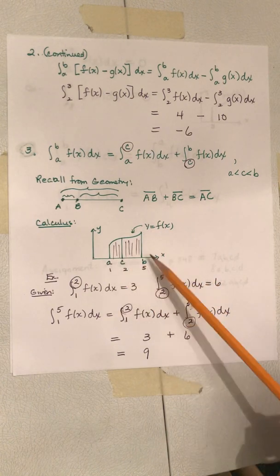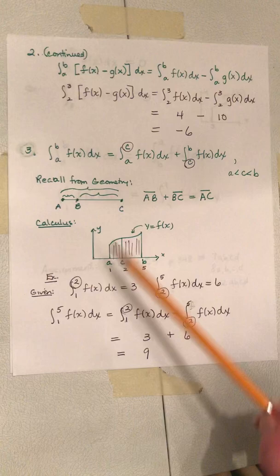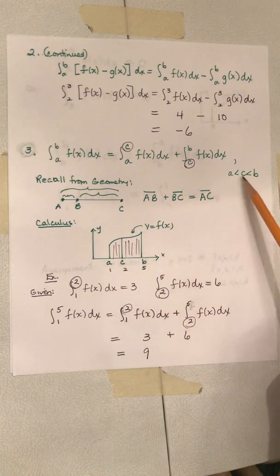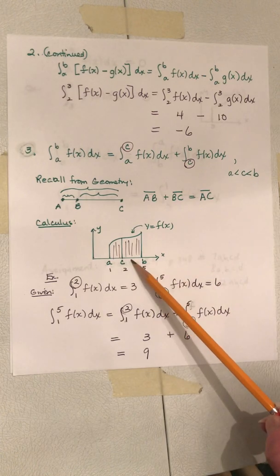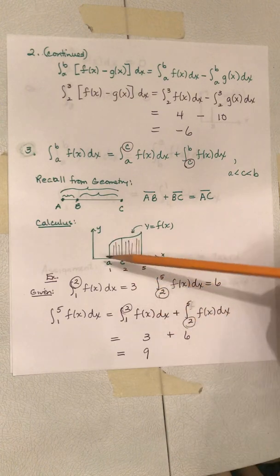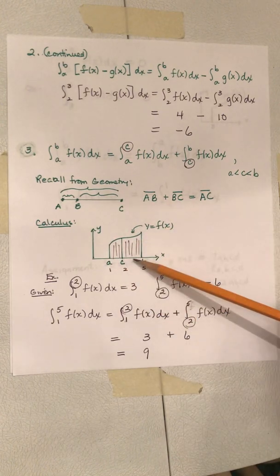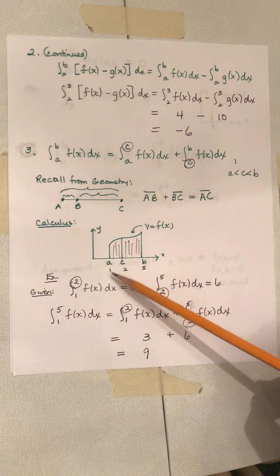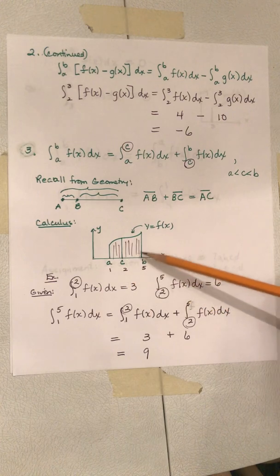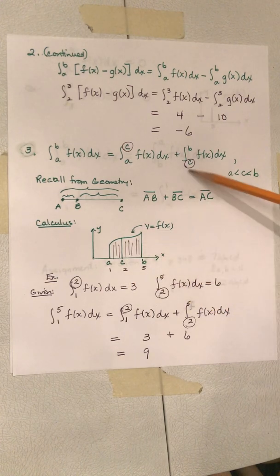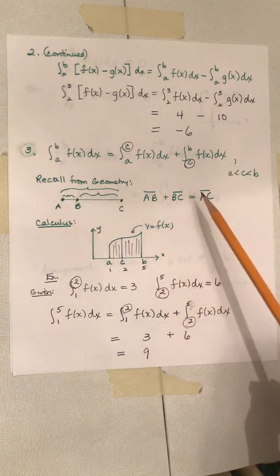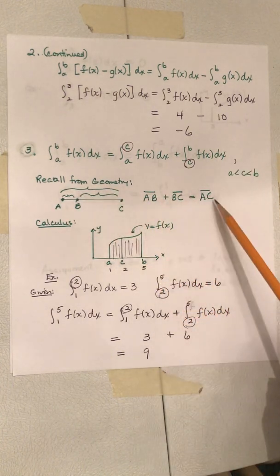And we have A and we have B this time. We don't have A to C, but we have A to B, and C is somewhere in between A and B. So C is between A and B. Then the integral from A to B, from here to here, all of this area, will be equal to the integral from A to C, plus the integral from C to B, here, of f of x dx. So it's kind of like our little geometry property here.